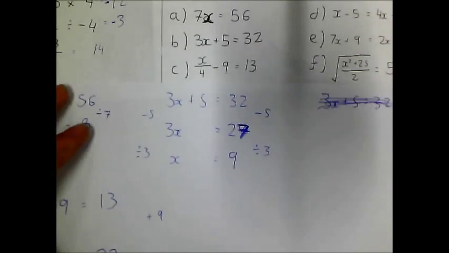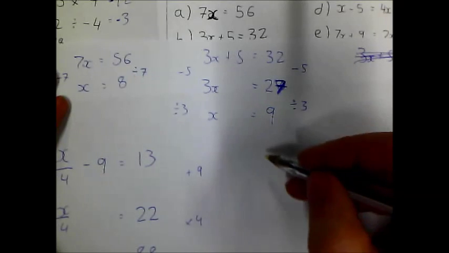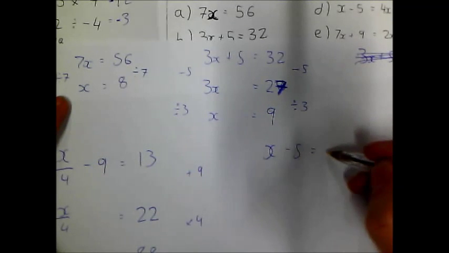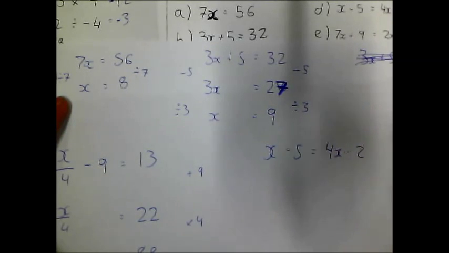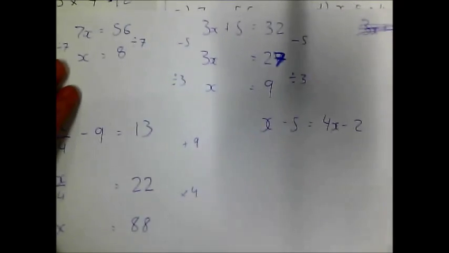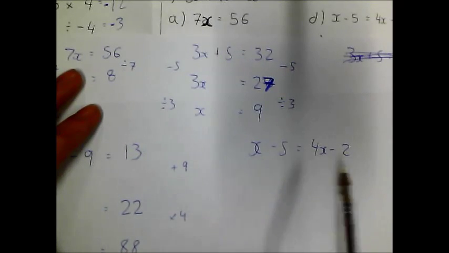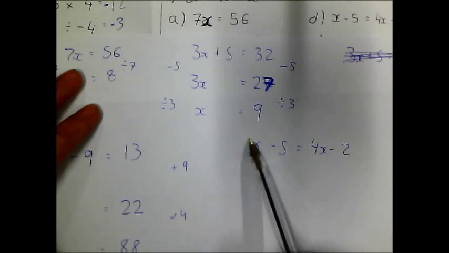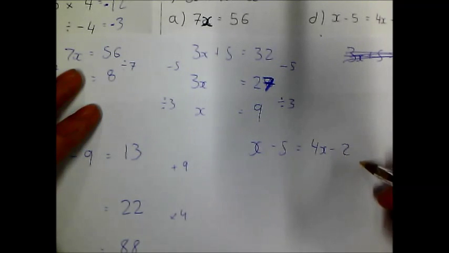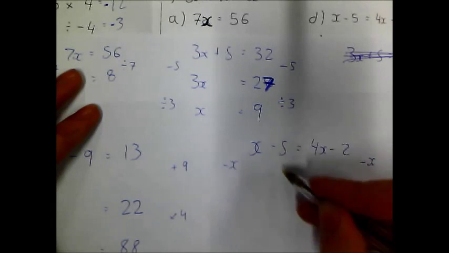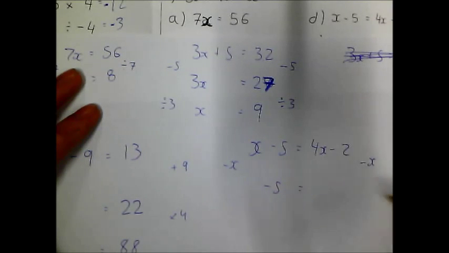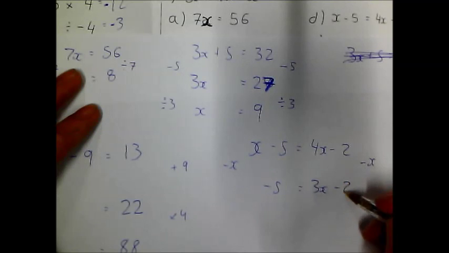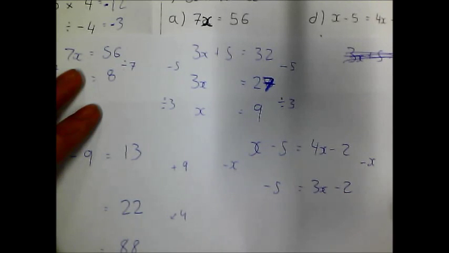Okay. Part D, I've got x take away 5 equals 4x take away 2. So I'm going to look for my smallest value of x, which is here, and I'm going to get rid of it by doing the opposite. So that's a positive x, so I'm going to take away x from both sides. So I'm going to get negative 5 equals 3x take away 2. That 4x take away x is 3x.